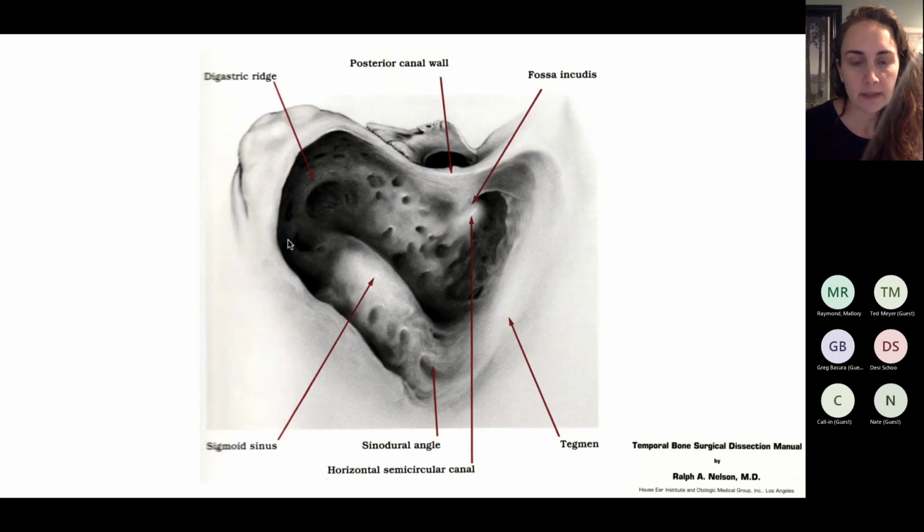Further defining sigmoid sinus. Our digastric ridge comes along the mastoid tip, and we use that as a landmark as we start to look for facial. We can start to see our horizontal semicircular canal.